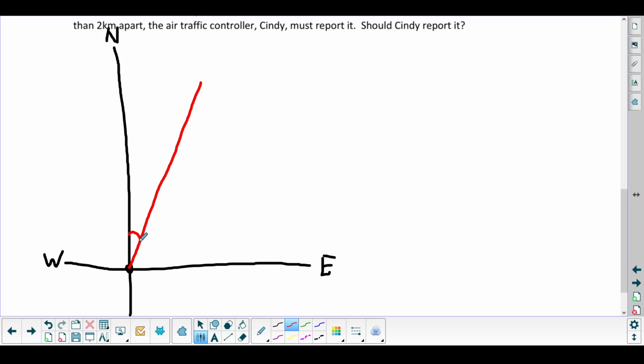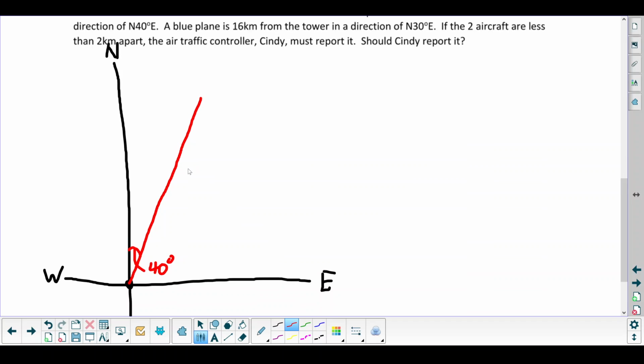And this is 40 degrees. I'm going to have to label it outside because it's a little tight. Okay, and this is 15 kilometers. We'll just label it as 15 and know we're working in kilometers.